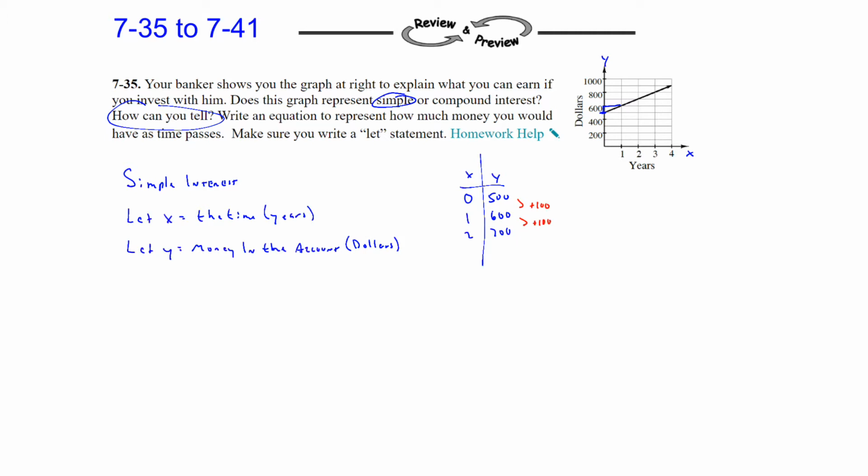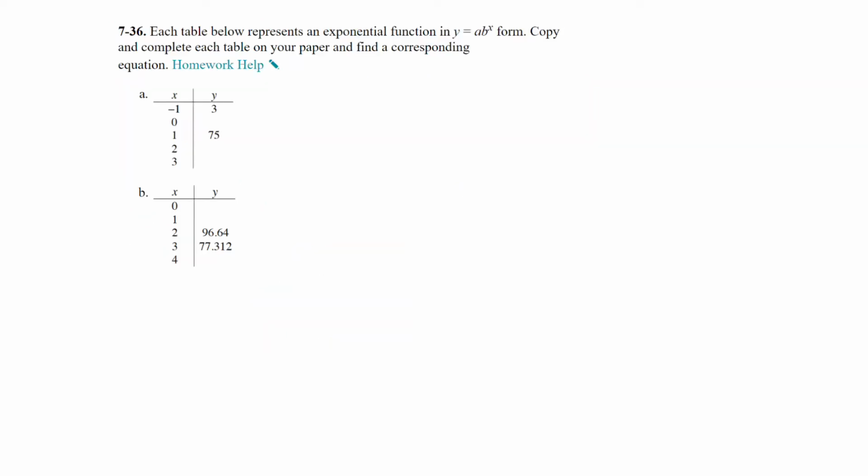And so it wants us to write an equation to represent how much money you would have as time passes. So y is equal to, we have our initial of $500 plus $100 each year is added to what we have. And so I think then that answers all of the questions. So we wrote the equation. We said it is simple interest. And we explained and wrote our let statements as well.